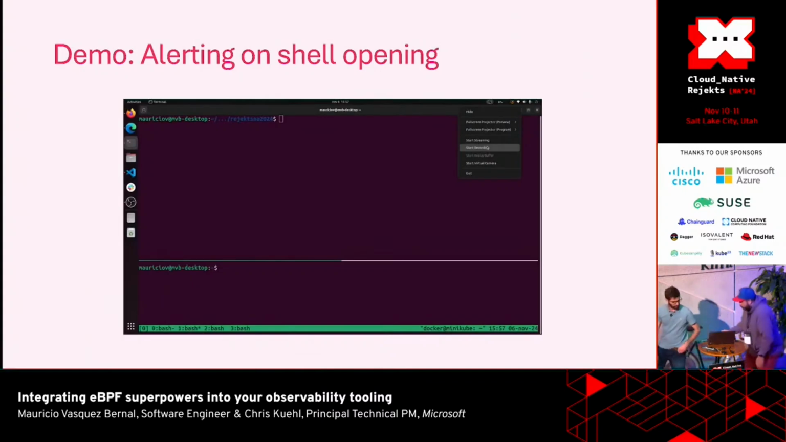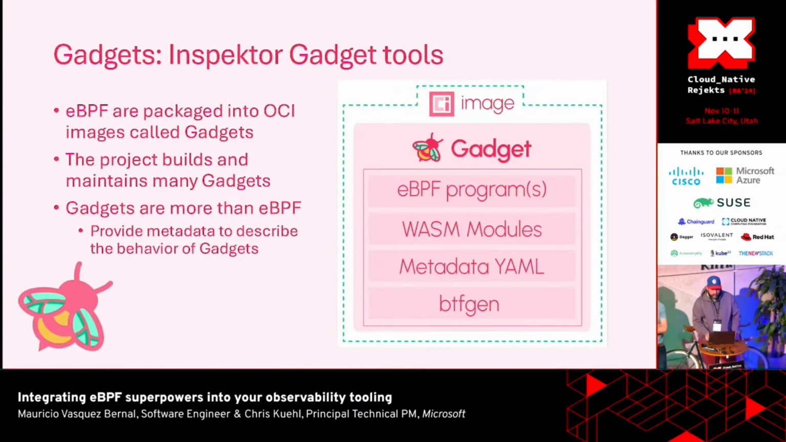Yeah, so while we're waiting on that, let's take a look at actually what these tools, or these gadgets, are. Basically, these are eBPF programs, and they're packaged in OCI container images, right? This makes it so we can use very similar tools to what the container infrastructure uses. So we build and maintain many gadgets. We have almost 30 now, so you're bound to find something useful.